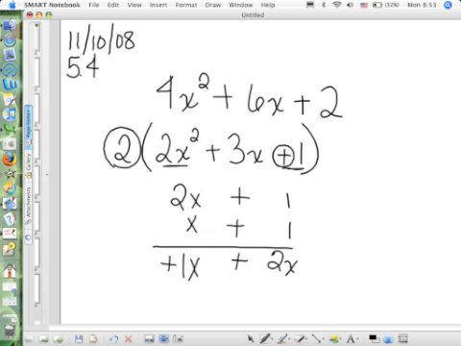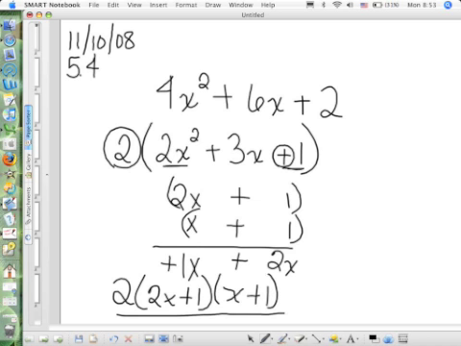So, that's our first piece. Then we took what was in the parentheses and we factored it into 2 more pieces, right? Well, we're going to list out those pieces. 2x plus 1 times x plus 1. And that would be your final answer. And it is factored completely.